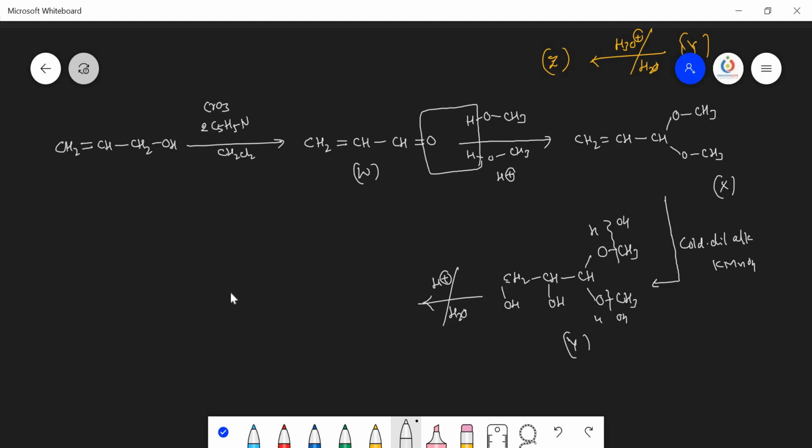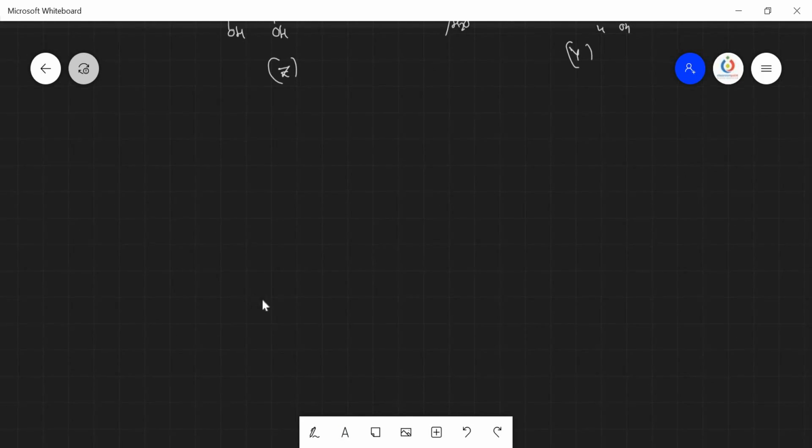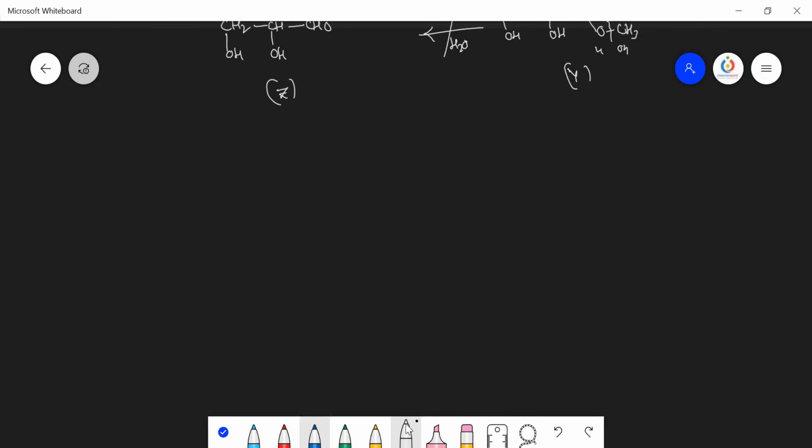Okay, so now the molecule will be CH2OH, CHOH and CHO. This is the Z compound. So I'll give one more problem to you. You solve this problem at home. This shall be discussed in tomorrow's class.